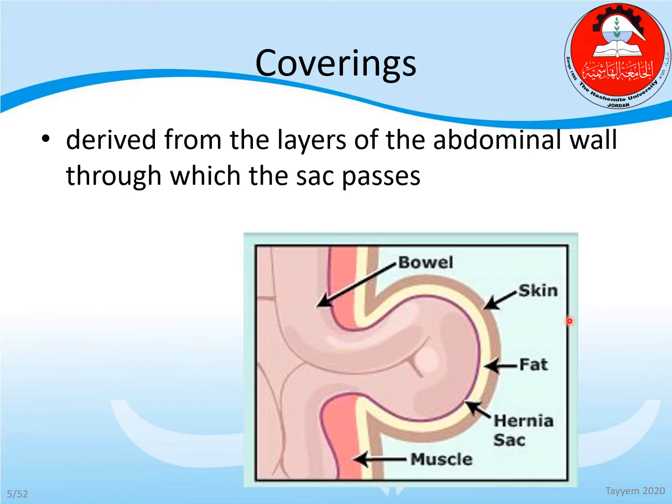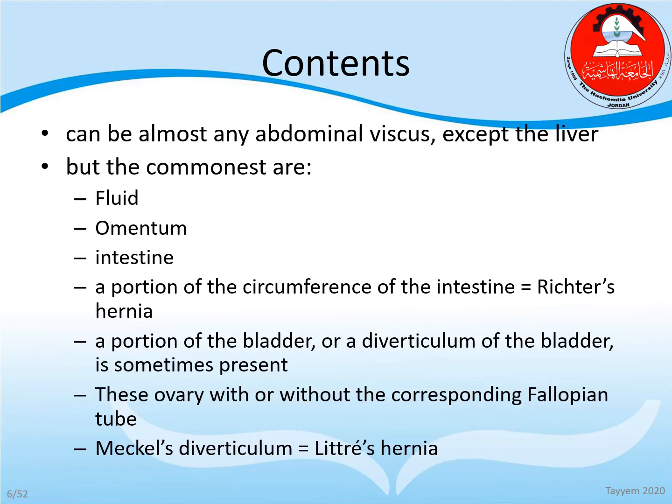Covering here, as you can see, are the skin, the fat, followed by the hernial sac, and the muscle or deep structures here can be part of the neck and the mouth of the hernia itself.